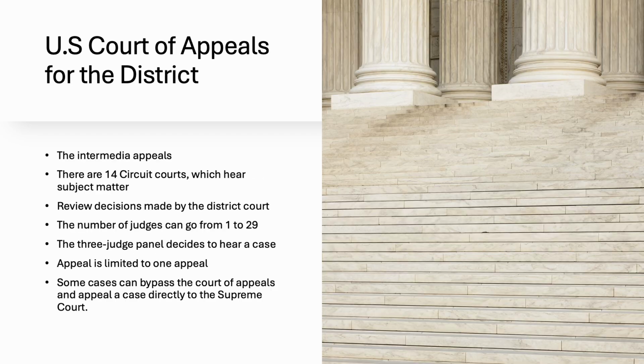Our next level is the U.S. Court of Appeals for the district. This is an intermediate court. There are 14 circuit courts, which hear cases by subject matter rather than by geographic boundaries. They review decisions made by the district court. The number of judges can go from 1 to 29, and a panel of 3 judges decides to hear a case.